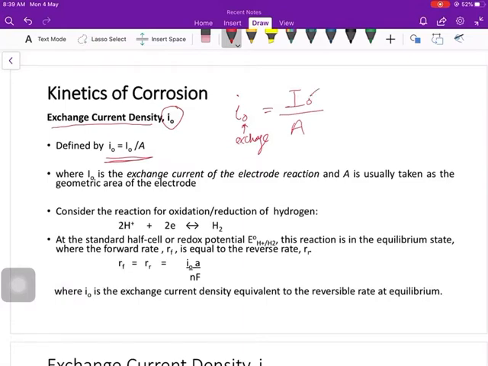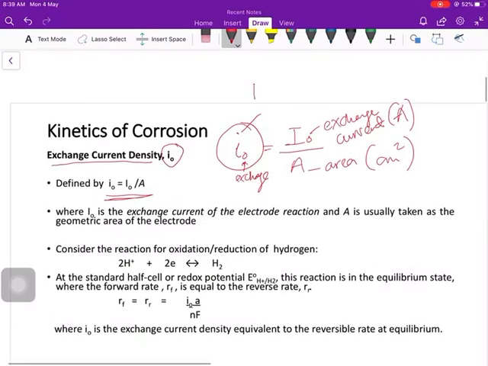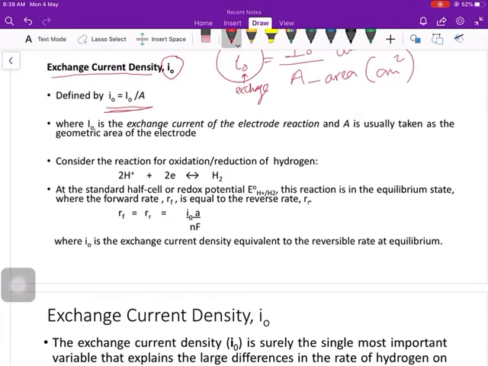So capital letter I naught is the exchange current. Capital letter I is current, so the unit is in ampere. This is the area of the specimen exposed to the corrosive environment, in cm square or meter square. So this will have its own unit, which is ampere over cm square.